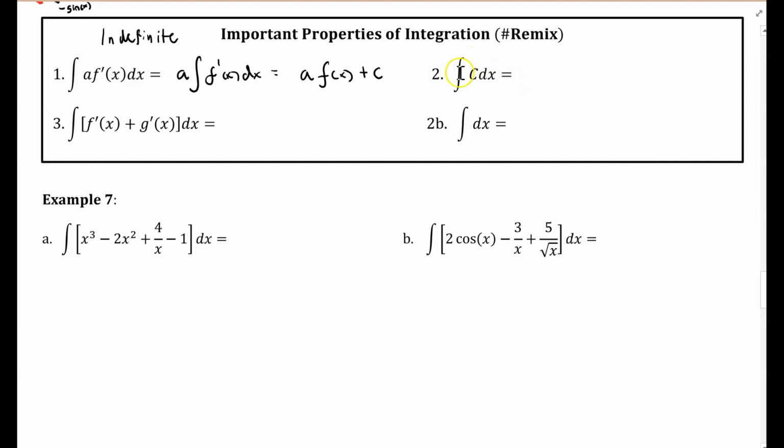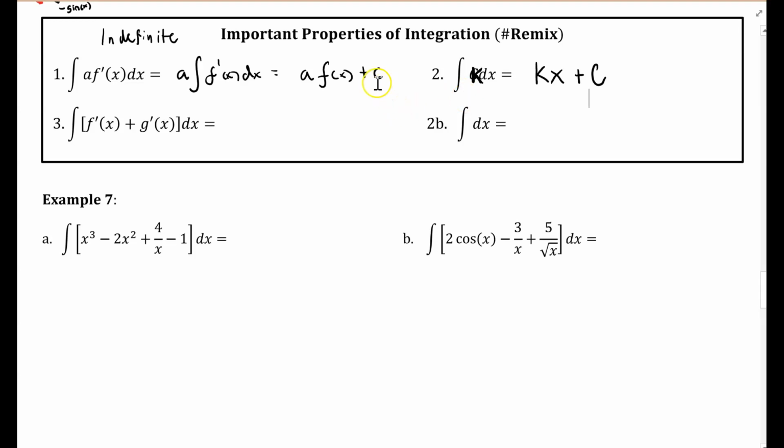Number 2, if you're just integrating a constant, and actually here's what I'm going to do. I don't like this. I'm going to make this a k. If you're watching this in the future, it's probably already a k because I'm going to change it. The integral of k dx is equal to k times x plus some constant c. So if you're integrating a constant, an example would be, what's the integral of 2 dx? Well, it's just going to be 2x plus some constant.